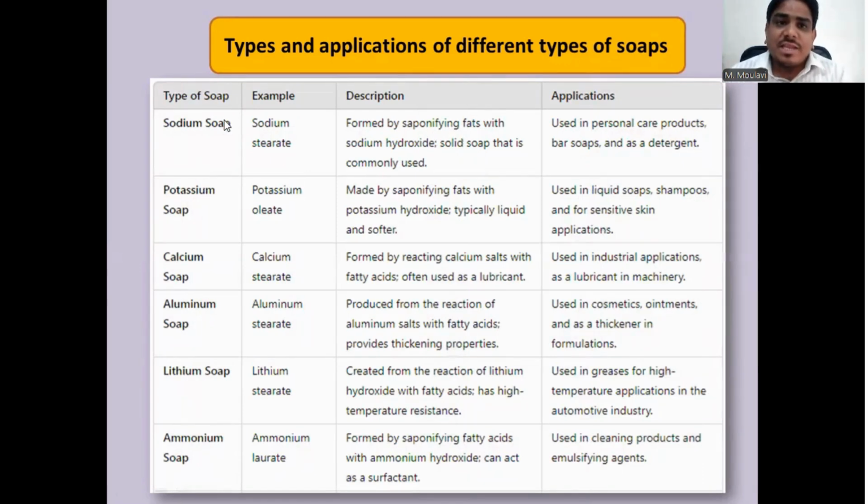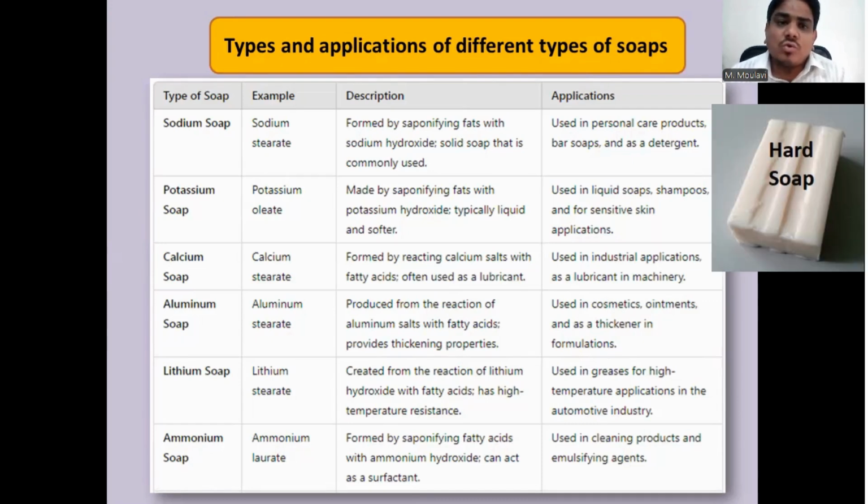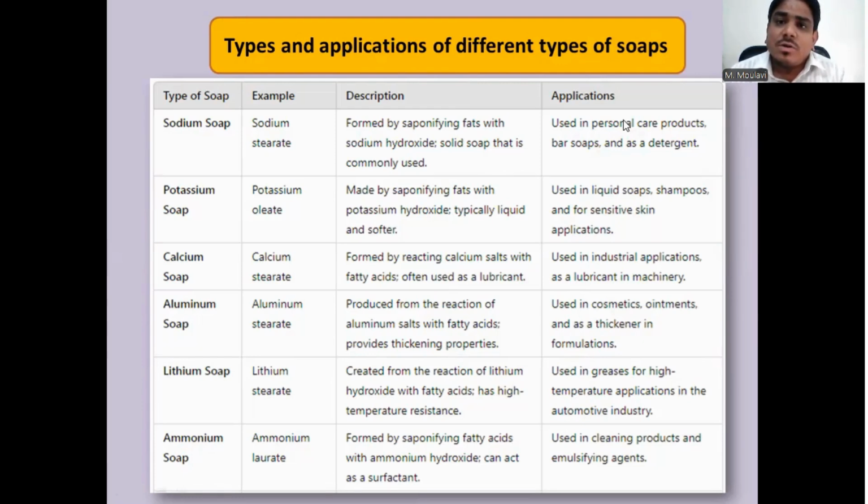From their generic name, like chemical name, we are looking at the soaps. Sodium soap. Sodium soaps are also known as the hard soap. These are also known as the soda soaps. Sodium stearate is the chemical name of soap. So from the name, the stearic acid and the sodium hydroxide are used for the formation of such type of soap, and it is used in the personal care products.